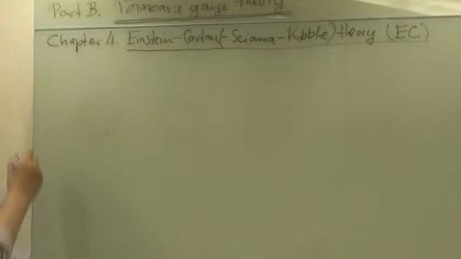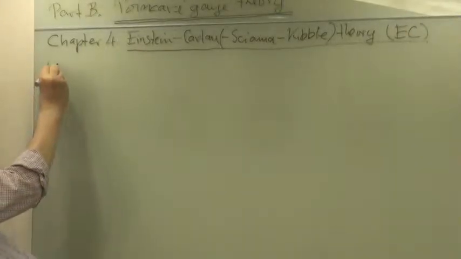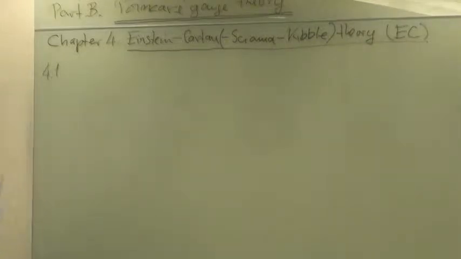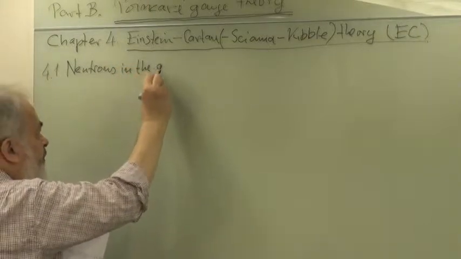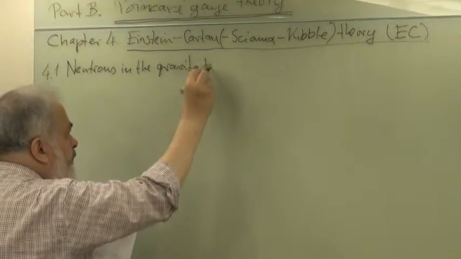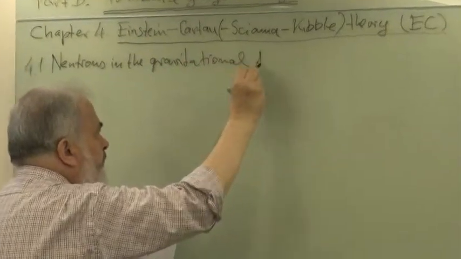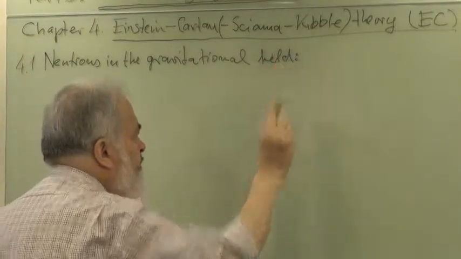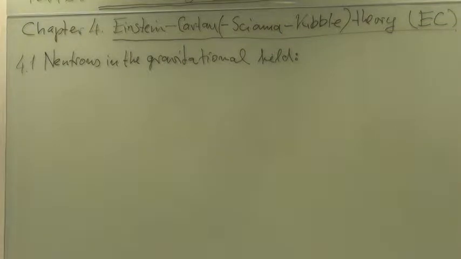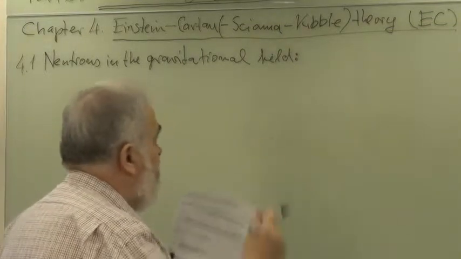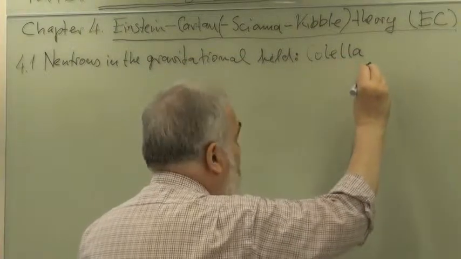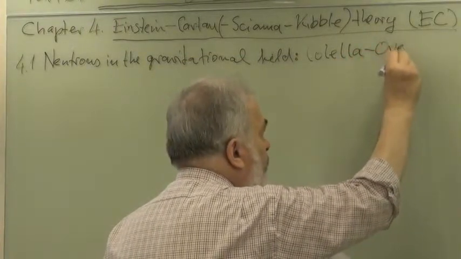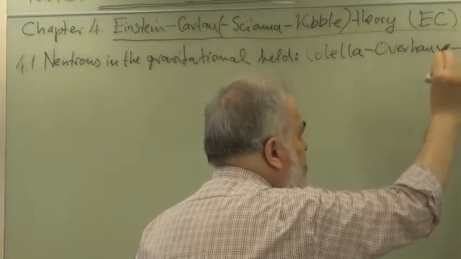First, in 4.1, I would address a question which seems important to me. It is neutrons in the gravitational field. In Cologne, the first experiment, which was sort of bringing in new aspects into this whole discussion, is the Colella-Overhauser-Werner experiment.